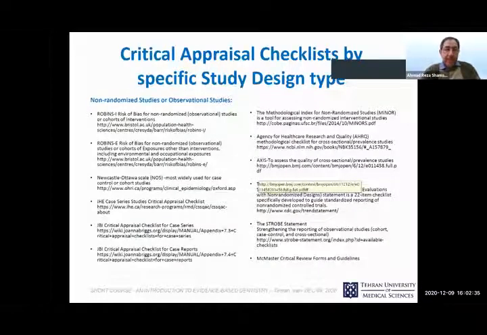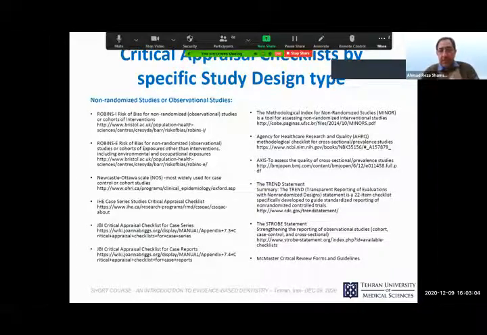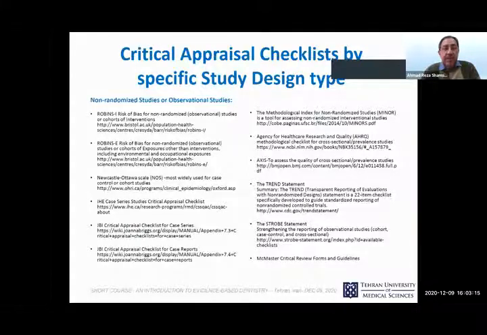Here is a list of some critical appraisal checklists for observational studies. Here you can see the Robbins checklist, and different checklists, i.e. the Newcastle-Ottawa scale checklist, IHE, JBI, and other checklists that you can use for critical appraisal. The number of items each checklist has is different.